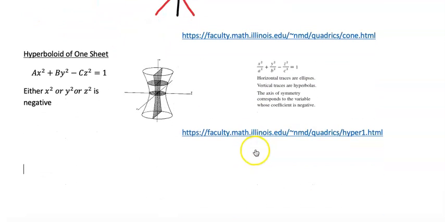All right. Next, we got our hyperboloid of one sheet. So a hyperboloid of one sheet just has these horizontal traces that are ellipses, and we can see these shaded in gray, and then the vertical traces that are hyperbolas. The axis of symmetry corresponds to the variable whose coefficient is negative. So in this case, because our z squared value is negative, that means that this is going to be oriented along the z-axis. And the important thing here is either x squared or y squared or z squared is negative, meaning we have one negative.